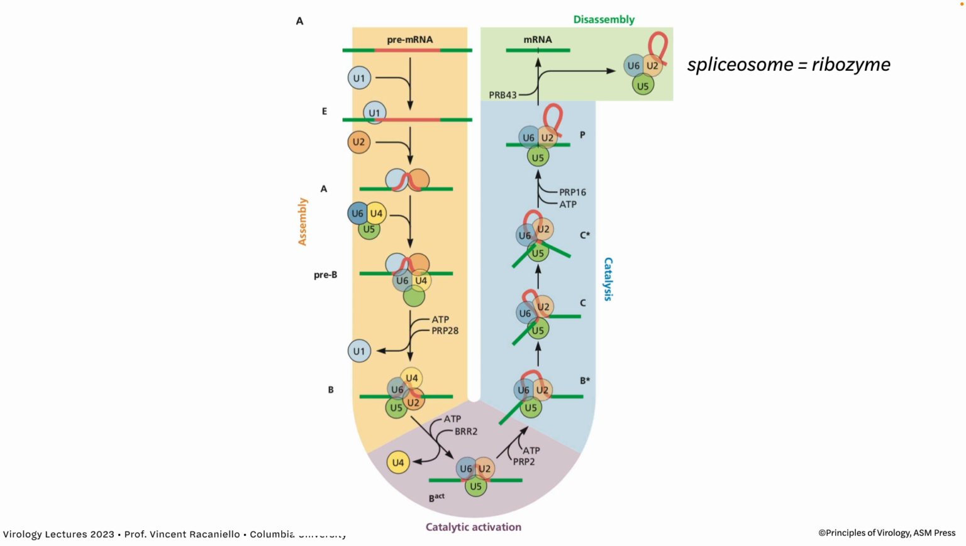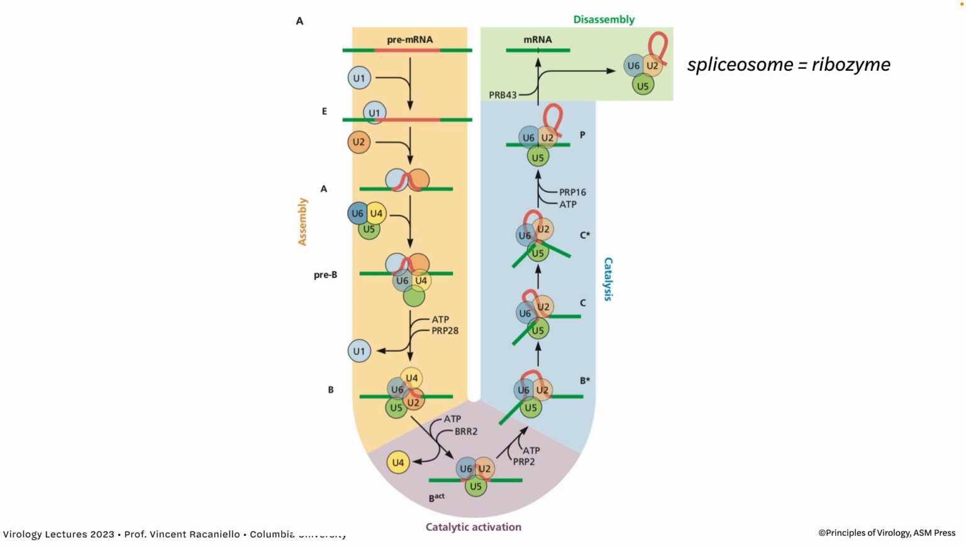So a series of proteins and RNAs, these U's are protein RNA complexes, and they assemble and carry out the reaction that I just told you, giving you the spliced mRNA and the lariat intron. And you actually don't need the protein components to do this. The RNAs are sufficient to do it. So we call this a ribozyme, or an RNA-based enzyme. And so this is probably an ancient activity. Maybe it existed even in the RNA world.